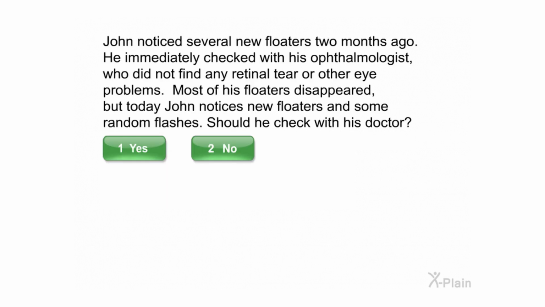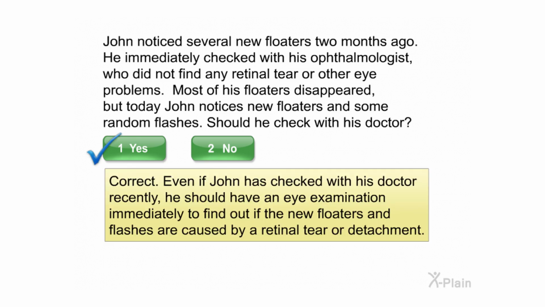John noticed several new floaters 2 months ago. He immediately checked with his ophthalmologist, who did not find any retinal tear or other eye problems. Most of his floaters disappeared, but today John notices new floaters and some random flashes. Should he check with his doctor? Select yes or no. Correct. Even if John has checked with his doctor recently, he should have an eye examination immediately to find out if the new floaters and flashes are caused by a retinal tear or detachment.